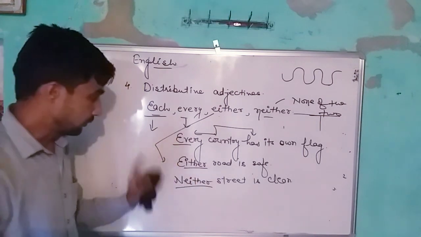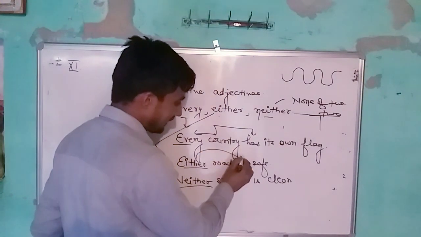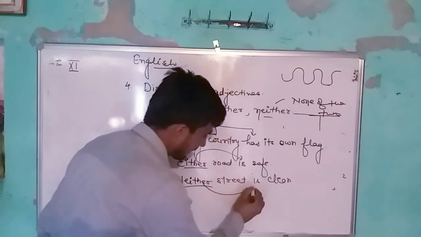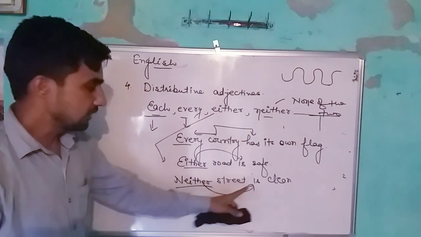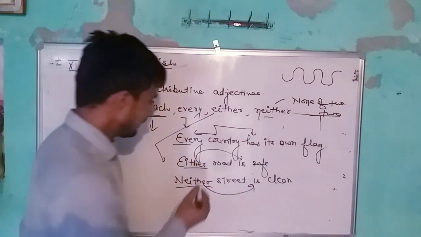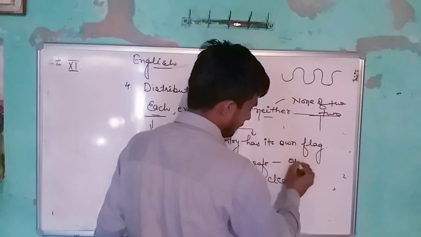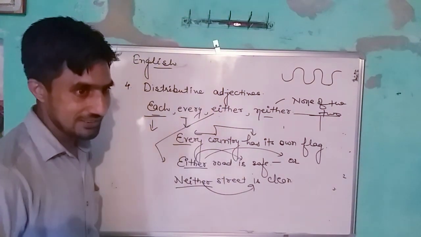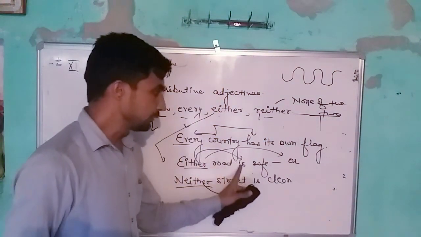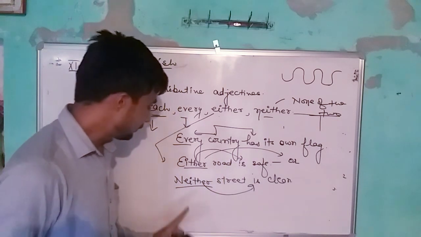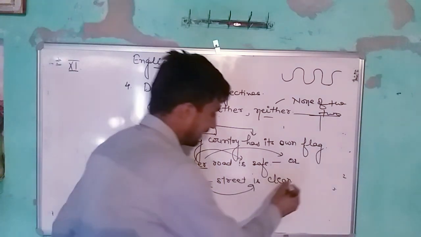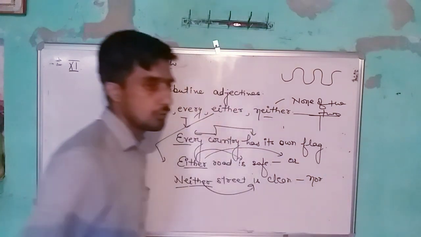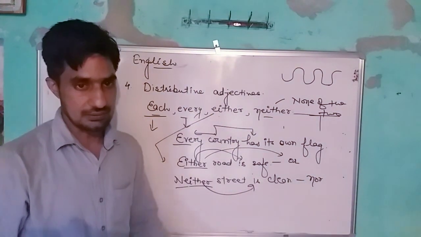Either means one of two. Second thing, after either there is again a singular helping verb, and after neither there is also a singular helping verb. And the pair either-or: either you or your brother can do it. Neither-nor: neither you nor your brother can do it.